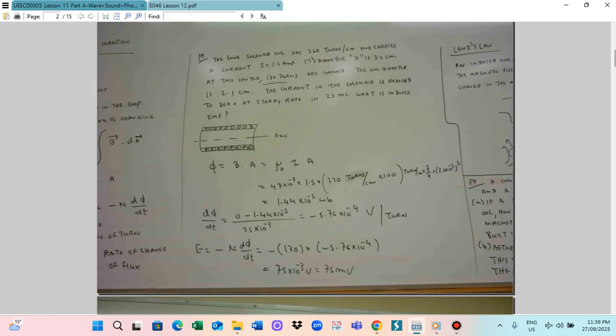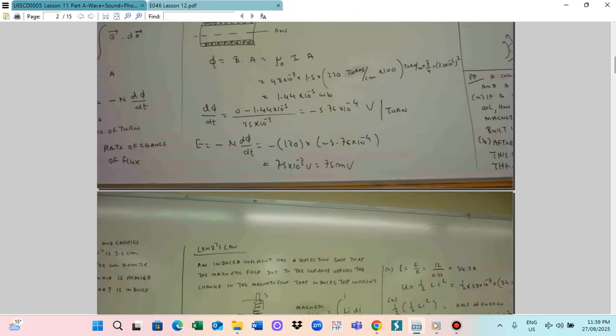So now 130 times multiply with d phi. d phi is 0 minus 1.44 into 10 power minus 5, and dt. So d phi by dt, we already got it, 5.76 into 10 power minus 4, so minus 5.76 into 10 power minus 4. Then we get the input voltage, that will be 75 into 10 power minus 3 volt, or 75 millivolt. So by this way we can produce the voltage.